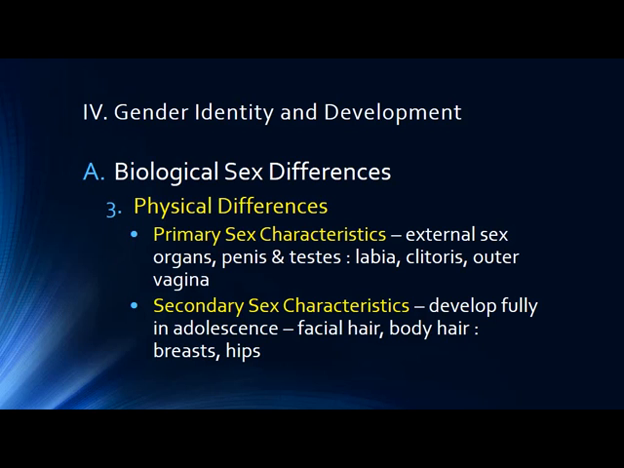So those secondary sex characteristics start to develop in adolescence, and we'll talk about 5-alpha reductase deficiency, in which individuals who have been raised female and were basically born female, suddenly when they reach puberty, start expressing male primary and secondary sex characteristics.